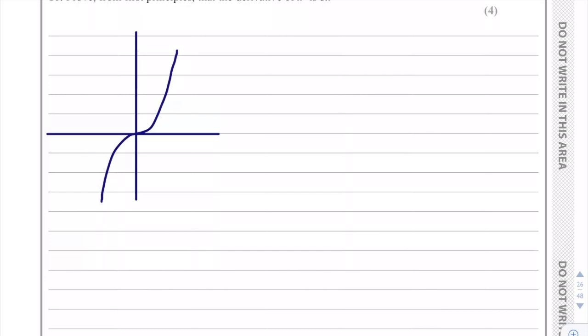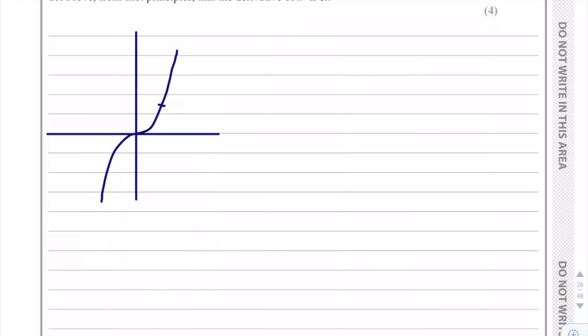Question 10. Prove from first principles that the derivative of x cubed is 3x squared. Okay, so what I'm going to do is draw the graph of x cubed, which looks something like this.